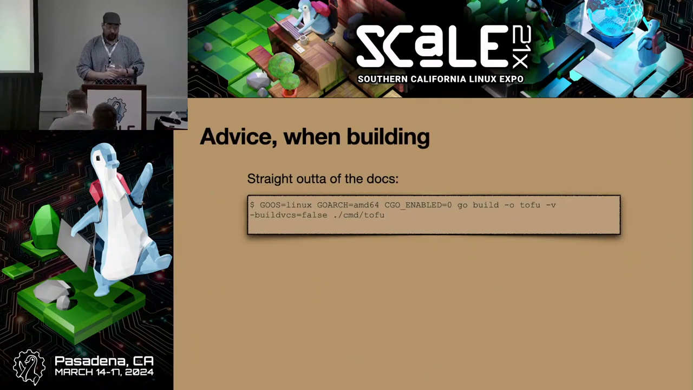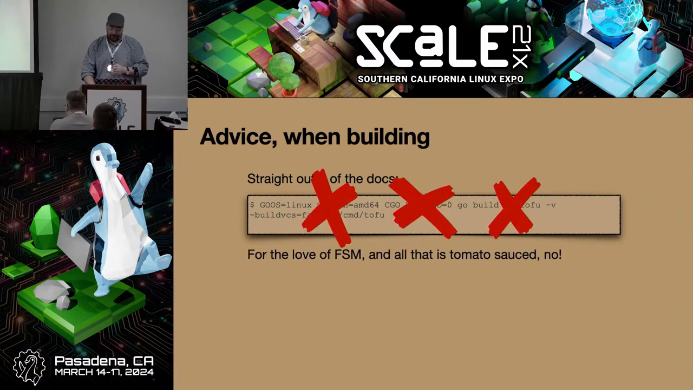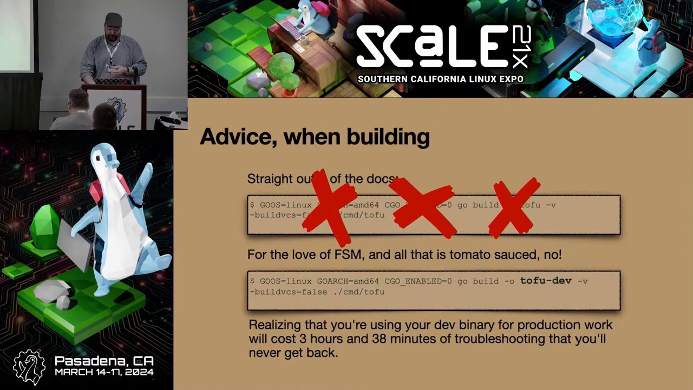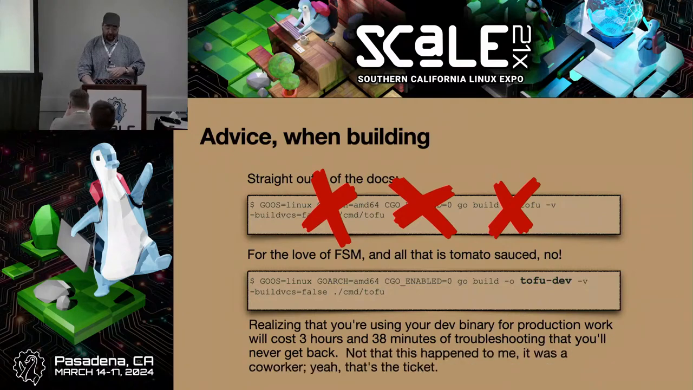And then also, when building, the document helpfully provides this line. And I'm going to say, for the love of the flying spaghetti monster, don't do this. Rename your binary, because the thing you don't want to happen is going into troubleshooting and making changes to what the binary does, and you don't want those happening in production, and by having the same binary names, there's a chance that you mix those up.